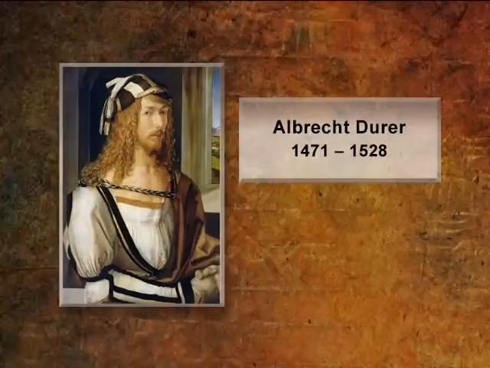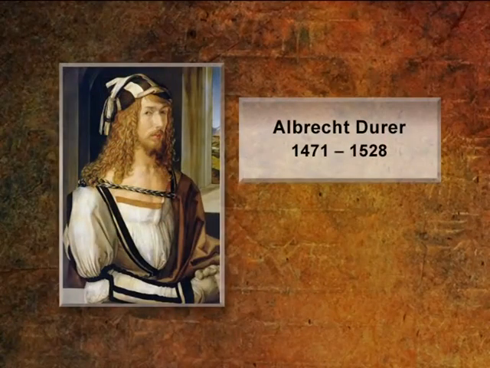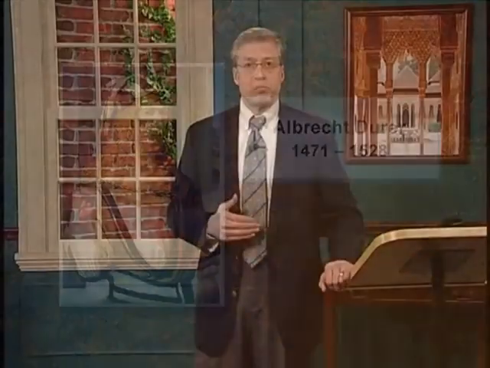One of them that I want to talk a little bit about is Albrecht Dürer from Germany. Born in 1471, he would die in 1528. He was born in Nuremberg. He went to Italy to study. That, after all, was the place to study both art and also mathematics at this time.